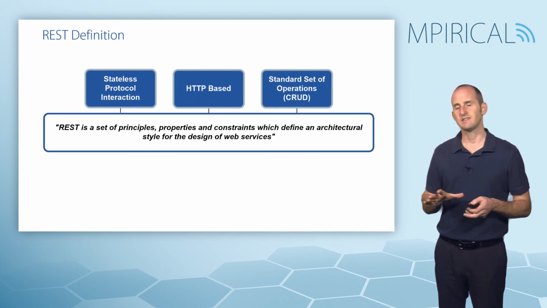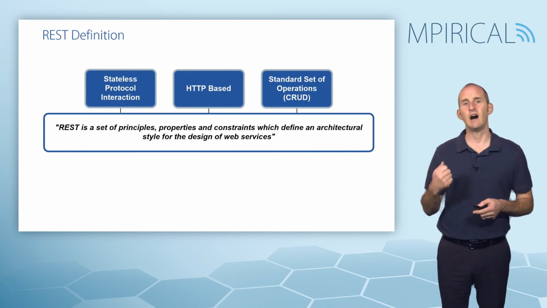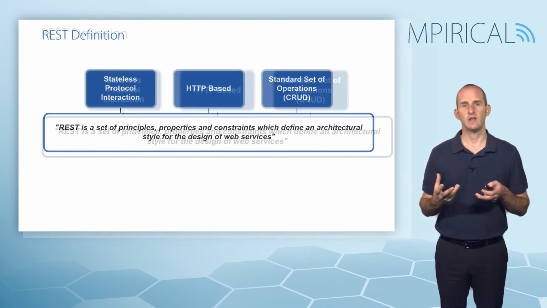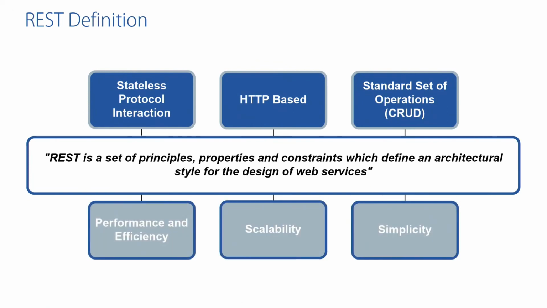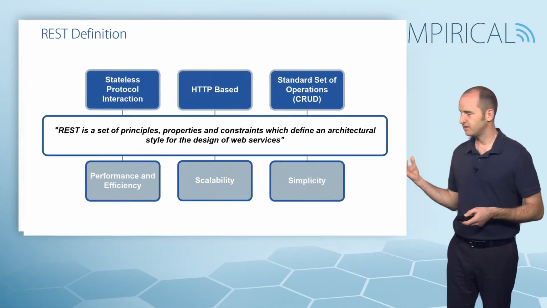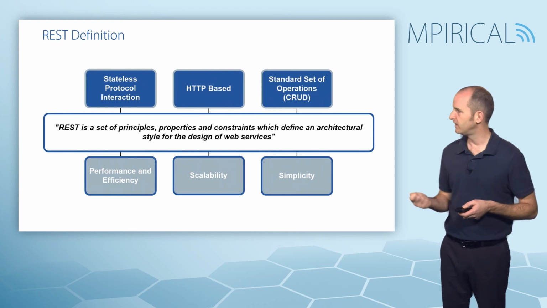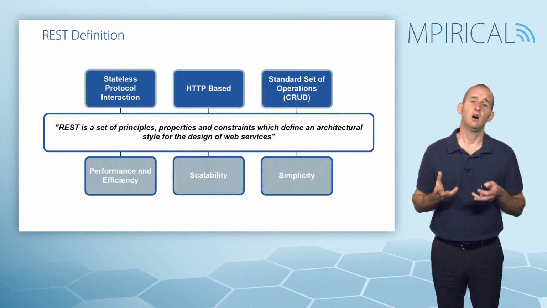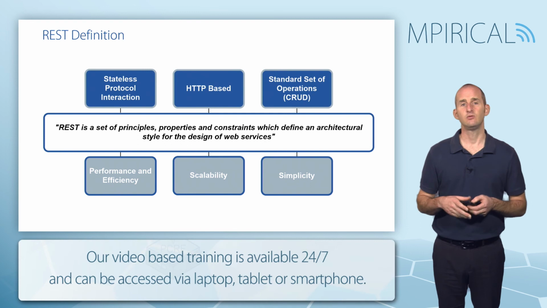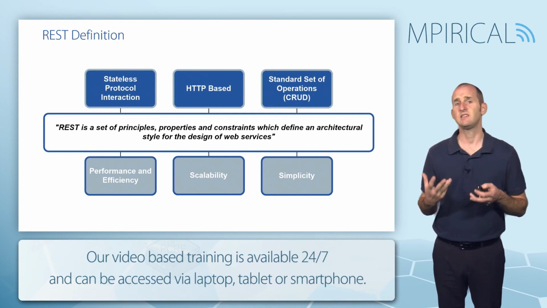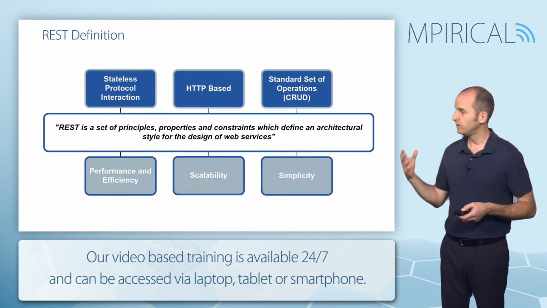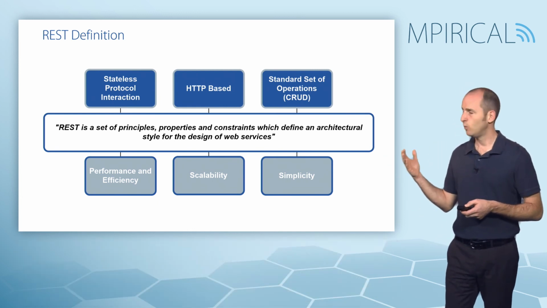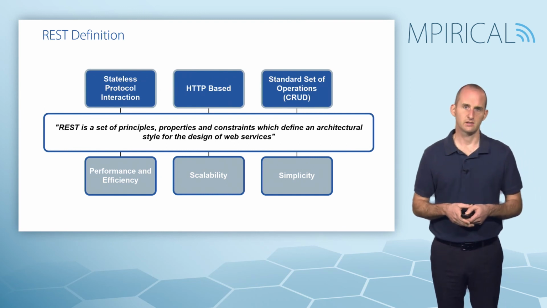Now, by having a standard set of principles and guidelines, the idea is to create web services with specific characteristics. Characteristics like high performance and high efficiency, characteristics like high scalability, and then finally simplicity of design. And fundamentally, Roy Fielding dictated 6 RESTful principles which, if they're all adhered to, you will end up creating a web service with these characteristics as appropriate.